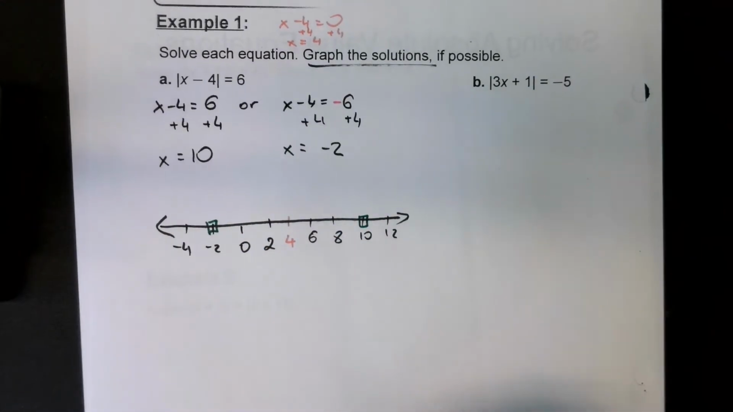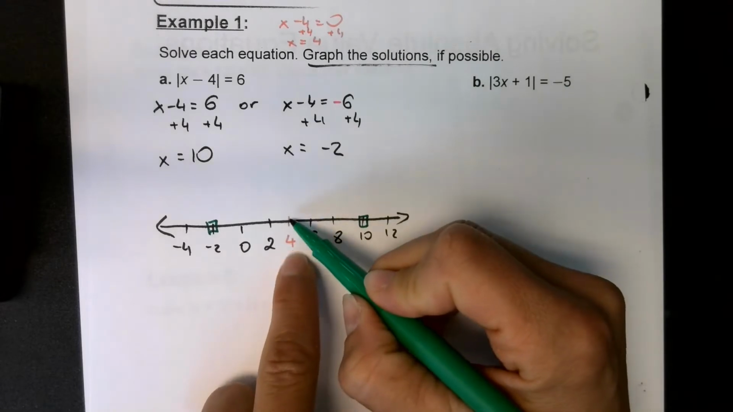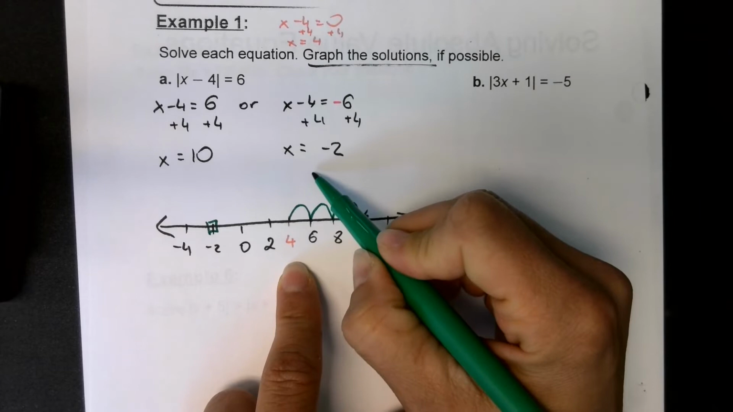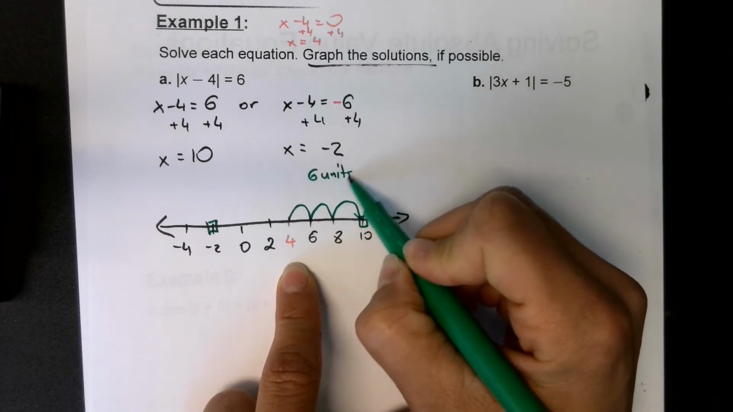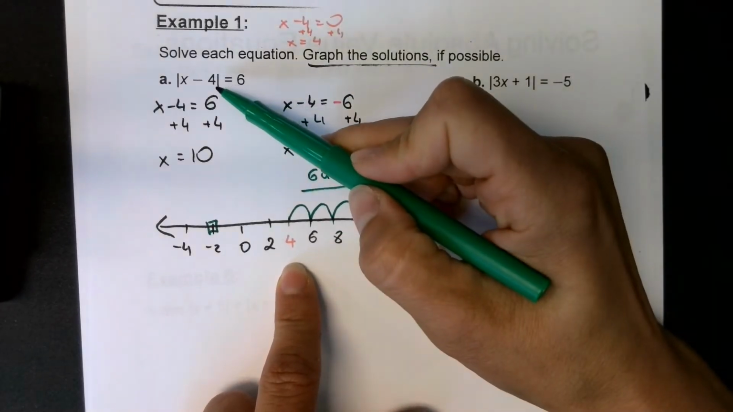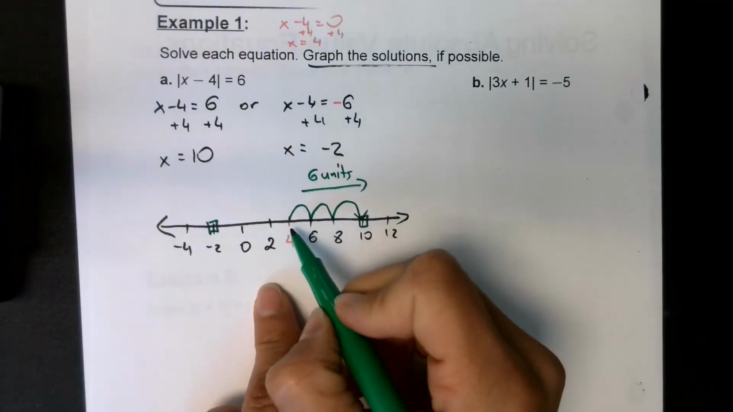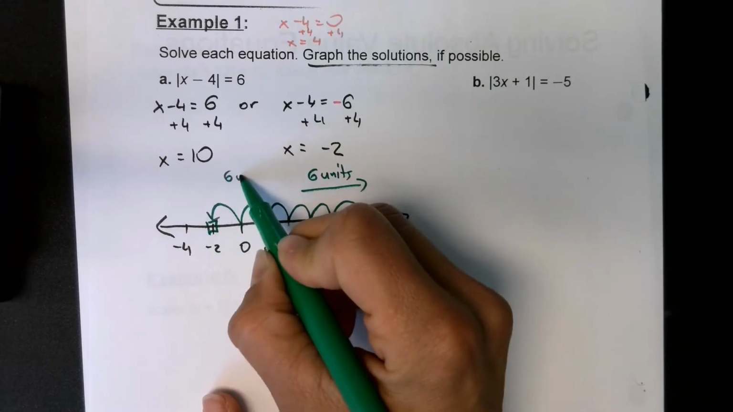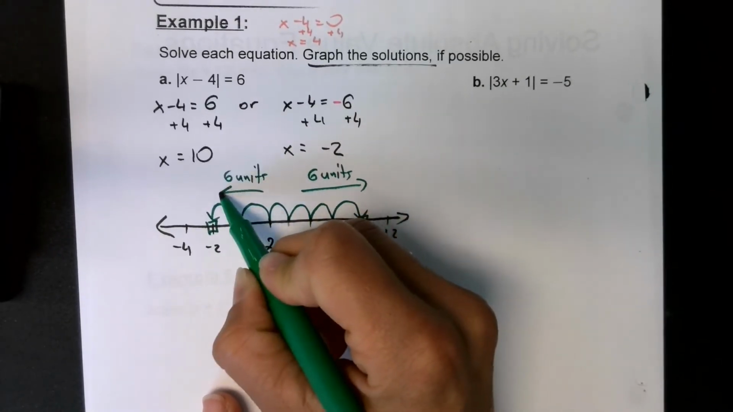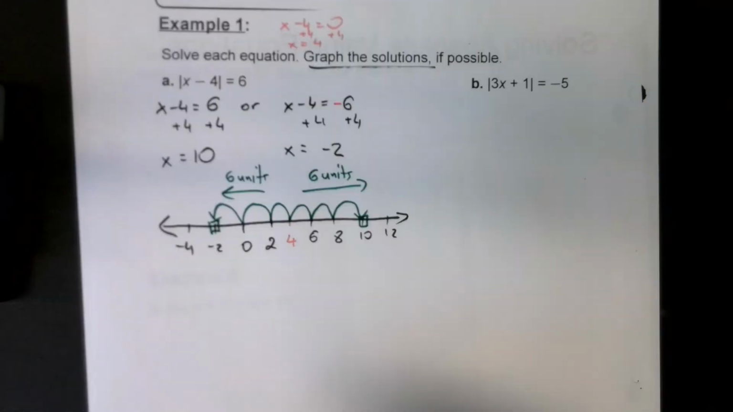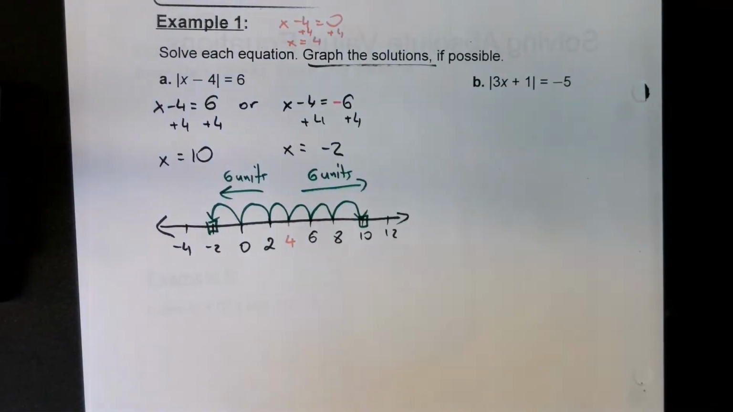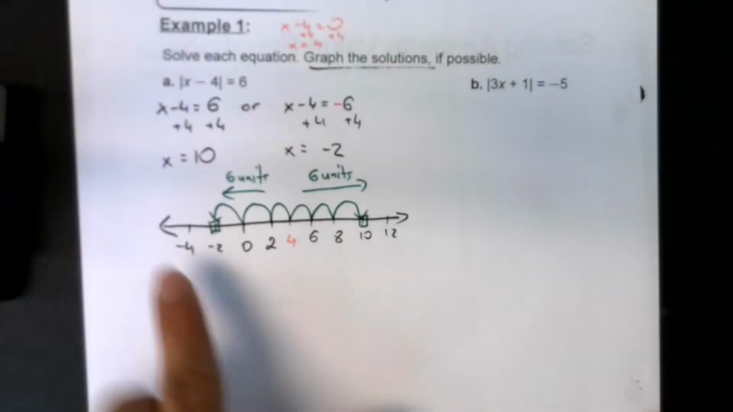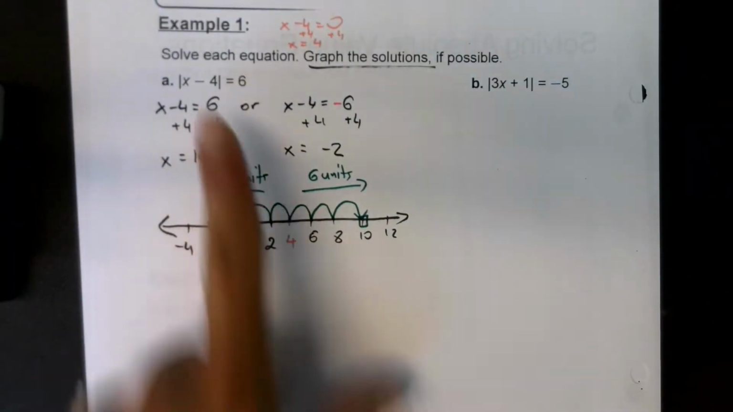Let's see how many units we moved. So it goes by 2 from 4, right? So it goes 2, 4, 6. So I did go 6 units to the right from my 4. And then 6 units, 2, 4, 6. So 6 units to the left from my 4. So you know you're correct. You could have actually graphed your graph without even doing the problem.